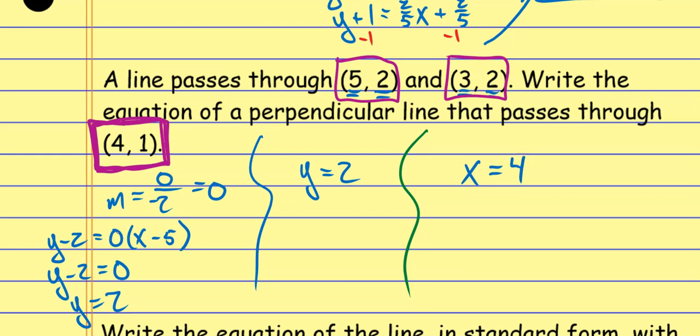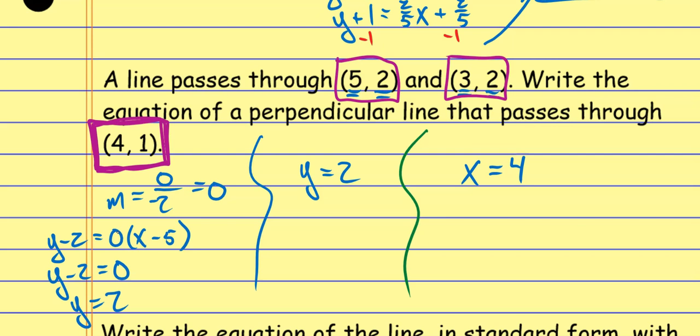Okay? And one of the other ways that might be helpful to think about this, believe it or not, is just to graph the whole thing. If you see this on a graph and you see a horizontal line, you could easily plot (4, 1) and draw the vertical line because you know that's got to be perpendicular. And it's going to be very obvious that it's x equals 4.